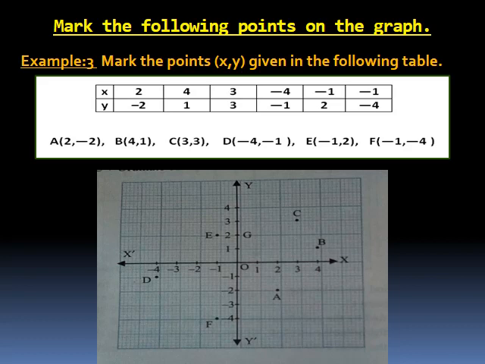And y coordinate is -2. Y coordinate is nothing but the distance of point A from x axis. Since it is minus, it is in the direction of negative of y axis. So the point 2, -2 lies in the fourth quadrant. So the point A lies in the fourth quadrant. Similarly, you can mark the remaining points, children.